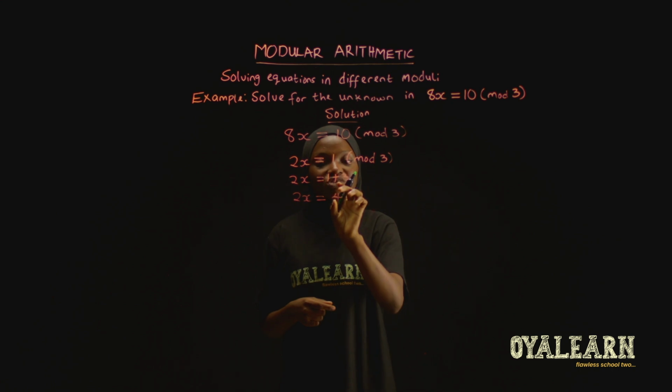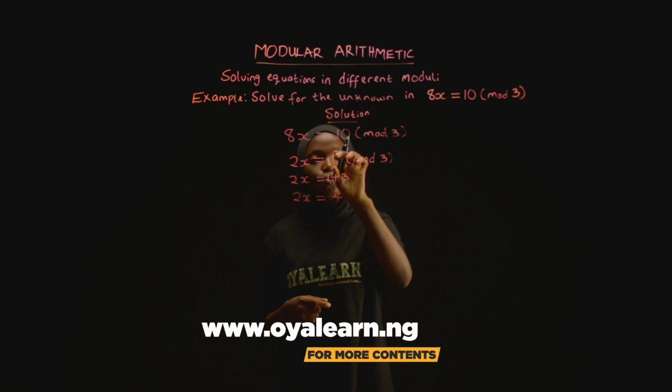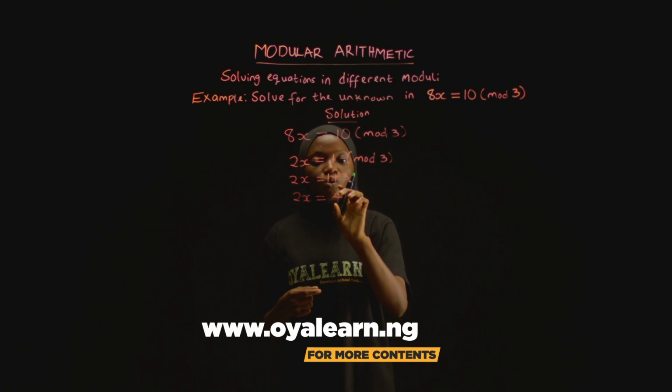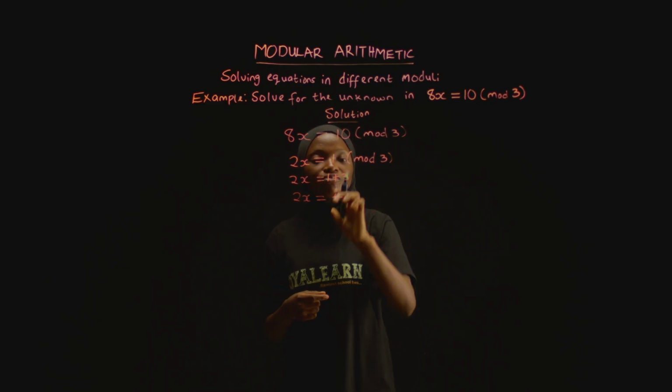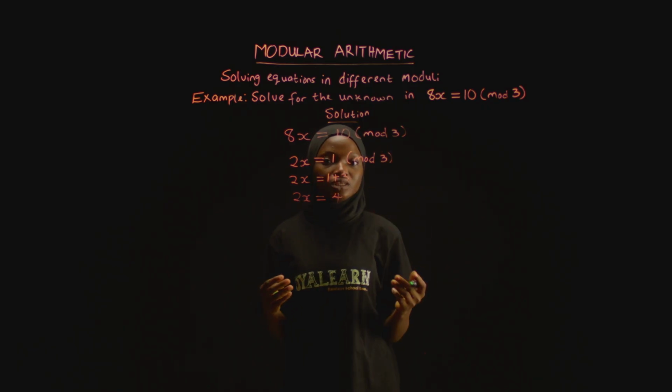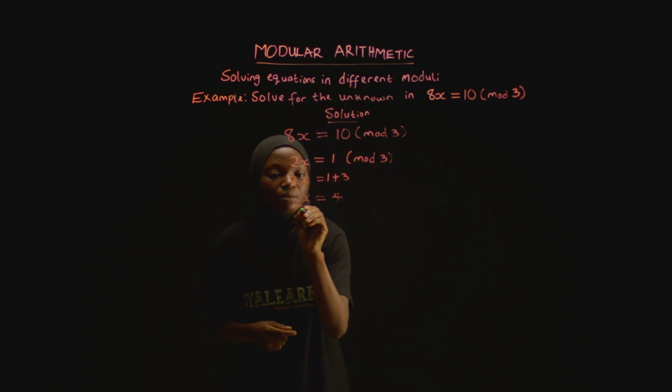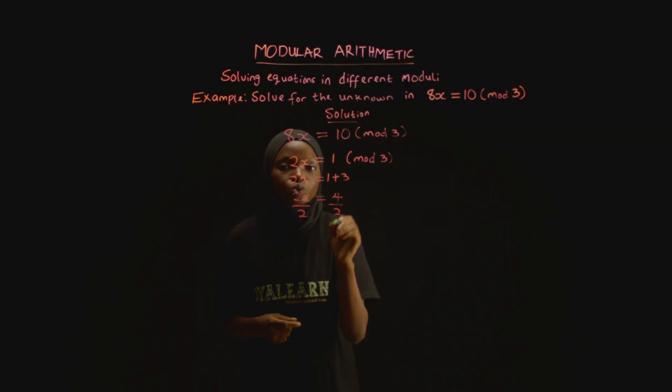Why? Because this 4 is also the same thing as 1 in mod 3. When you divide 4 by 3, you have 1 remainder 1. So that means both 1 and 4 are still the same thing in mod 3. So from here, we can divide both sides by 2 since 4 is now divisible by 2 at this side.